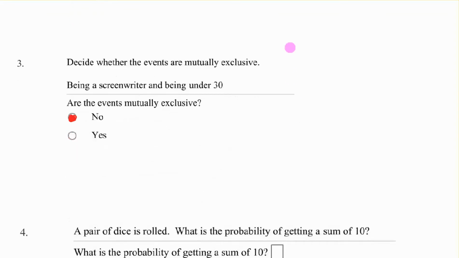One more here. Being a screenwriter and being under 30. If you're under 30, can you not be a screenwriter? If you are a screenwriter, could you not be under 30? Those are not mutually exclusive.